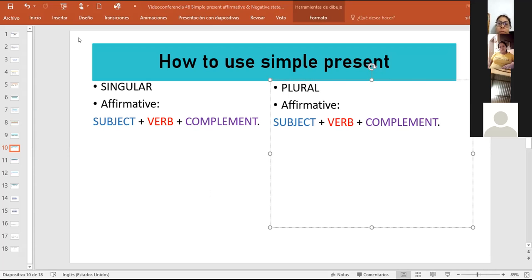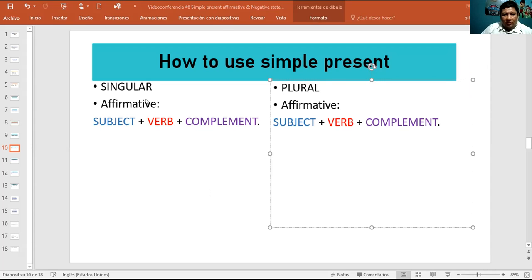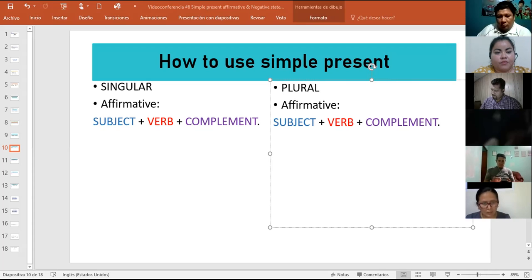Did you finish? ¿Ya terminaron? ¿Una oración? Dance. Ok, está bien. Bailar. Muy bien. ¿Y para hacer la plural? El verbo ya está en su forma base. Para la forma plural no tiene que haber ningún cambio. Para la forma singular, sí, dances. Para he, she, it, dances.